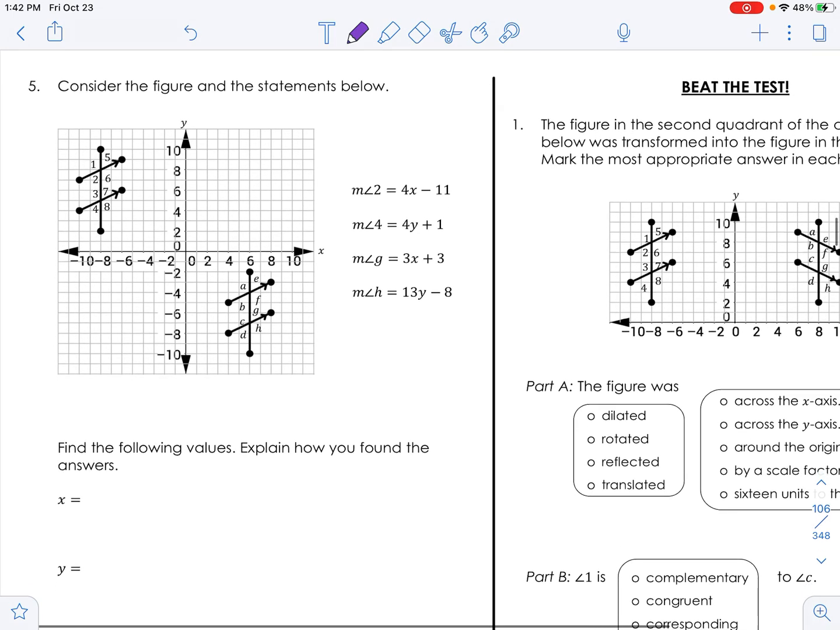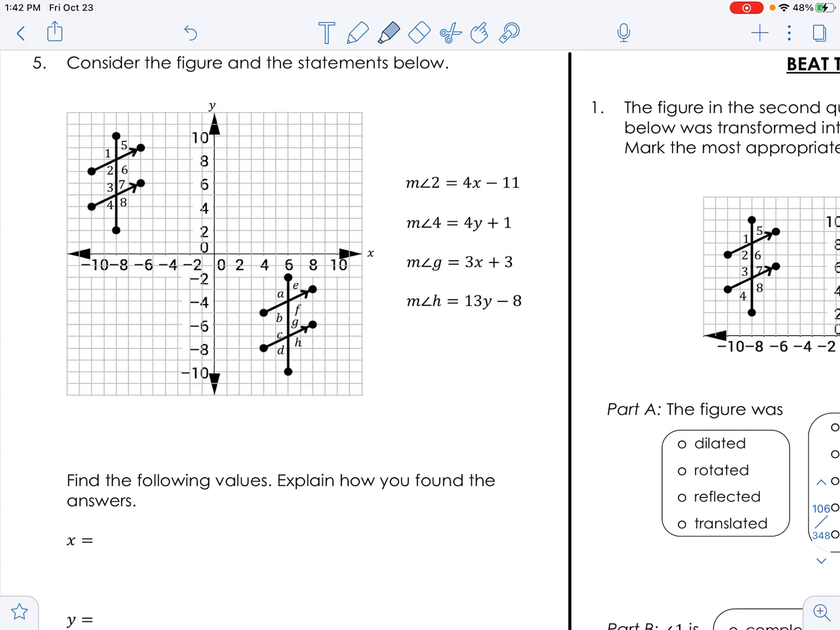Ooh, and we get to do some math over here. Okay, so some actual solving for equations. All right, so we're looking at our pre-image and our image, and it wants us to find the following values and explain how you found the answers. So if I'm looking at all these angles, let me just highlight them. I've got angle 2, angle 4, angle G, and angle H. Okay, so 2, 4, and G, I hope that you can see that all of those are congruent. They're going to be the same measure. But angle H is going to be supplementary to all of those.